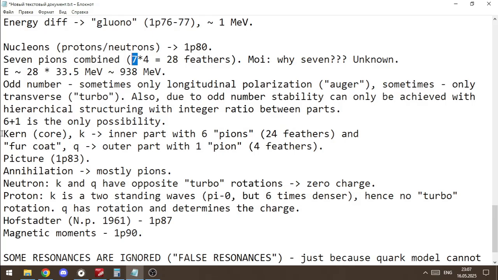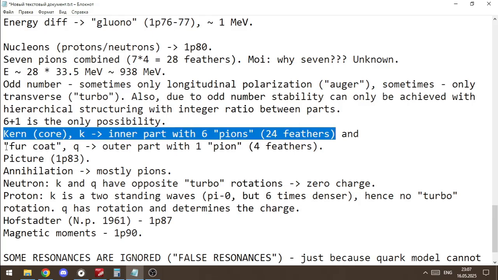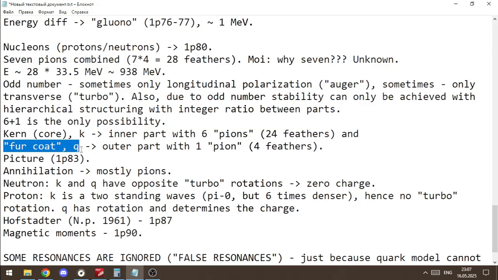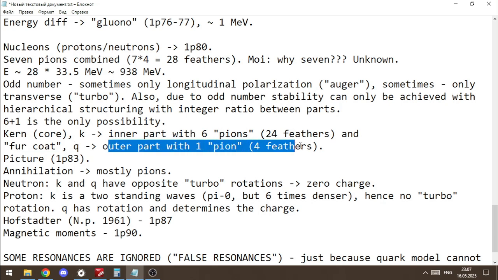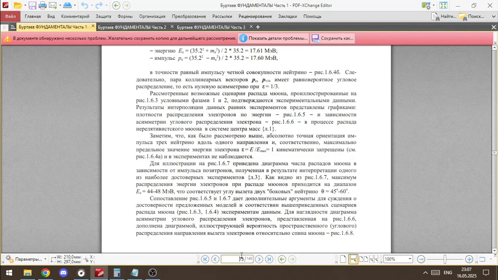So he calls these parts Kern. That's a German word. It means core, so we can just call it core. He usually uses K to provisionally name it, basically, okay? And so what is the core? It's this inner part with 6 pions, or 24 of these feathers. And there's also a fur coat, or the outer part, with only 1 pion, with 4 feathers. So let me show you the picture, so you would understand what we're talking about.